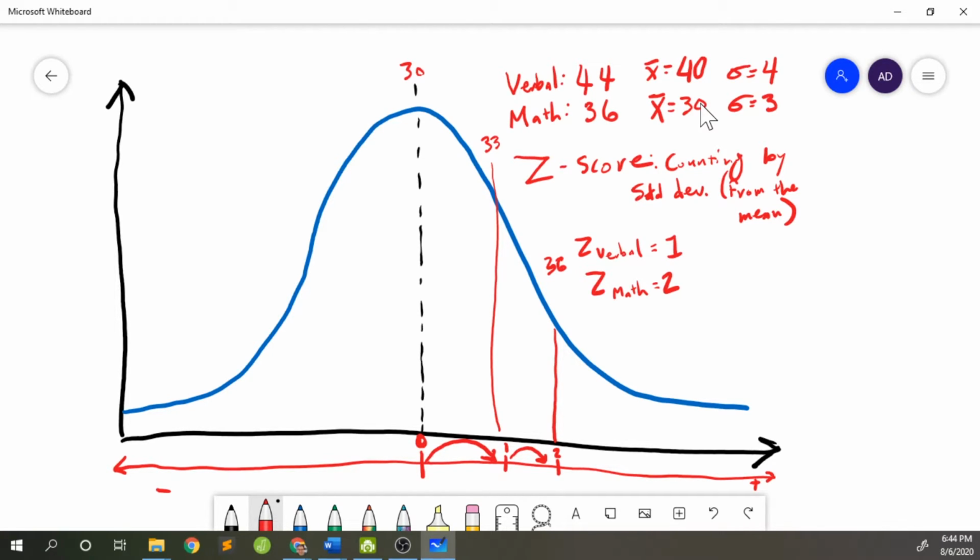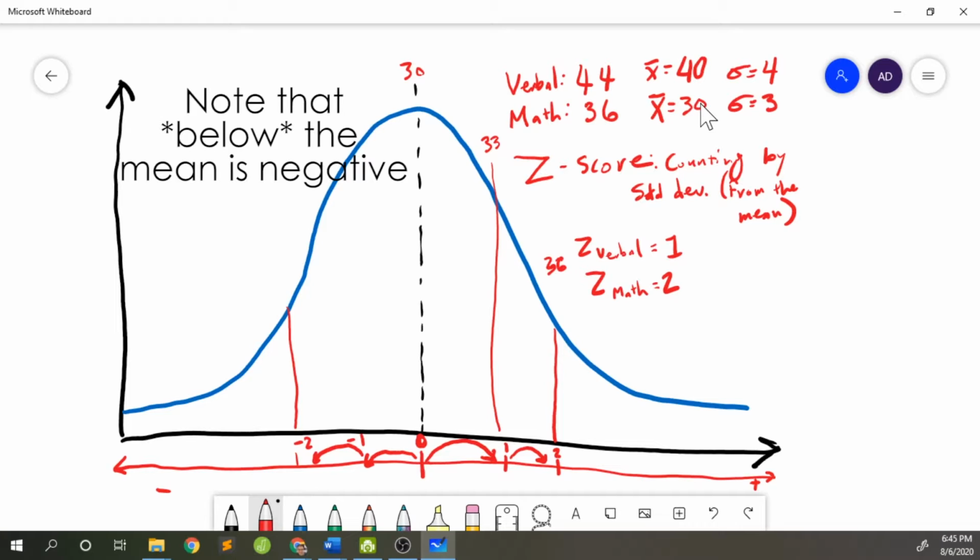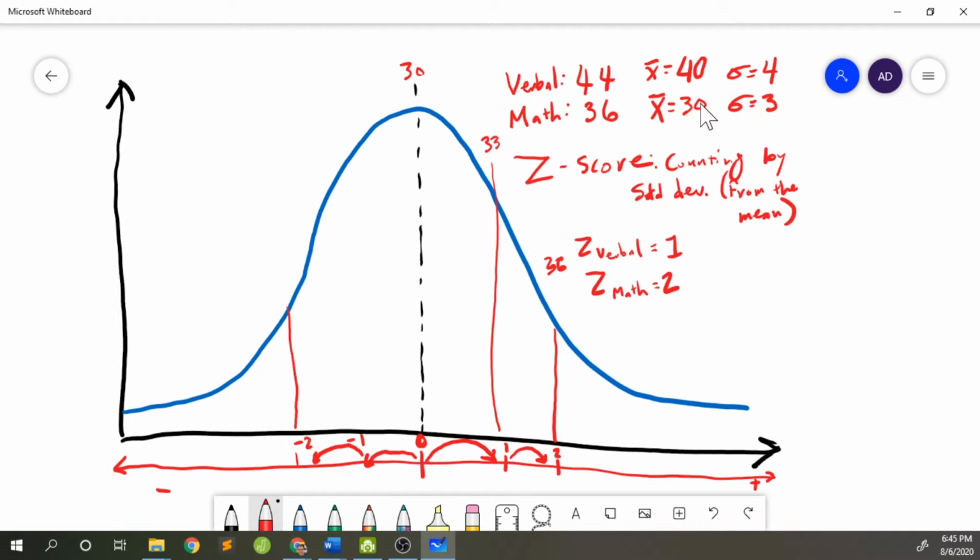Now, what if you talk to your friend and they say, actually, I scored a 32 on that verbal test? Where would they be? If we count down 1 minus 1 standard deviation, that would be 40 minus 4 would be 36, minus another 4 would be 32. So they scored 2 standard deviations below the mean. Not a very impressive score there. So we can say we scored a lot better in math than they did in the verbal, and so on and so forth. You can make all kinds of comparisons.